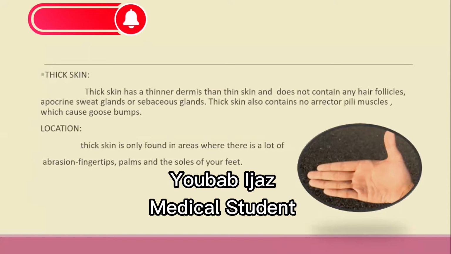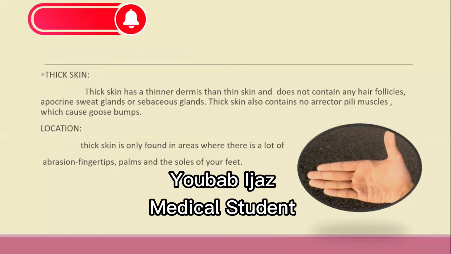Now, thick skin. What is thick skin? Thick skin has a thinner dermis than thin skin and does not contain any hair follicles, apocrine sweat glands, or sebaceous glands. Thick skin also contains no erector pili muscles, which cause goosebumps.